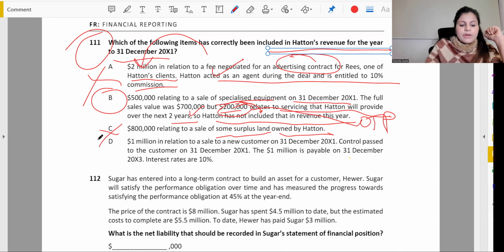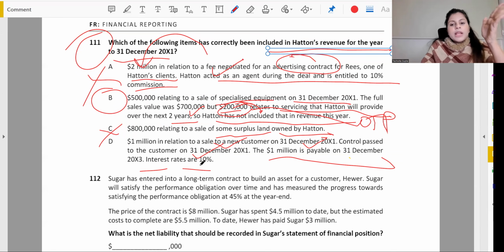No, this is not revenue, not normal course of business. Then $1 million in relation to sale to a new customer on 31st December. Control passed to the customer on 31st December. 1 million is payable on 31st December 2003.